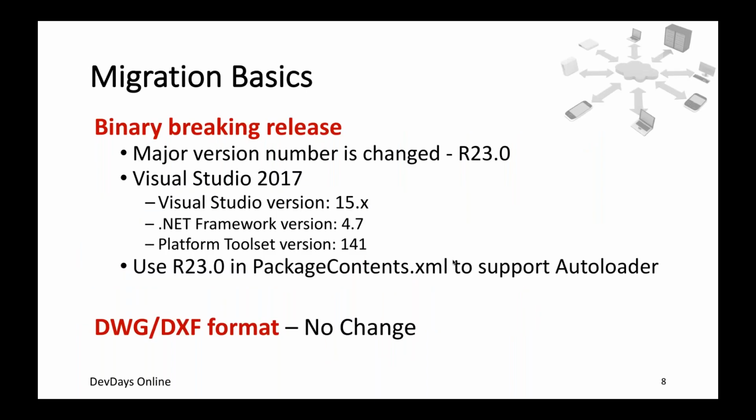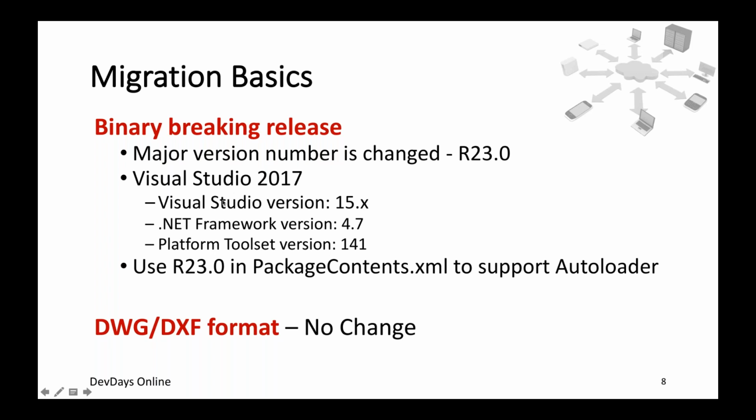So as I said, this is a binary breaking release, which means that the major version number, where it's used in places like the registry, has changed. The previous version was R22. Basically, if we're not making a binary compatibility change, we update the minor version number. When we update the major version number, this coming release is R23. So if you're accessing the registry, or if you're using the autoloader and specifying versions in the package contents XML, you need to update that.